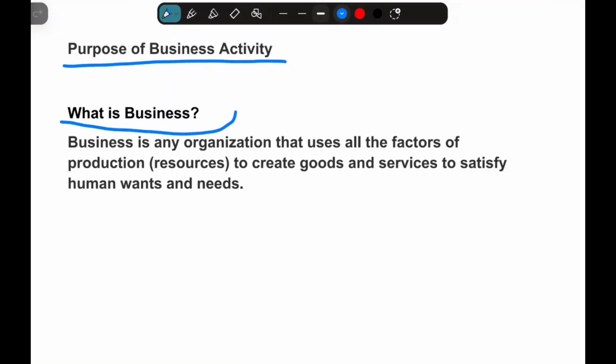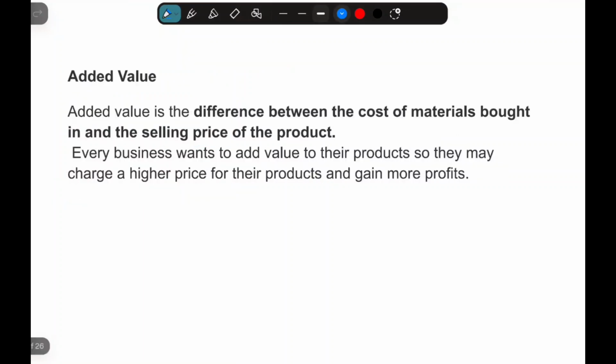Purpose of business activity. What exactly is a business? A business is an organization that uses all the factors of production to create goods and services to satisfy human wants and needs. Added value. What exactly is added value? Added value is the difference between the cost of material bought in and the selling price of the product.